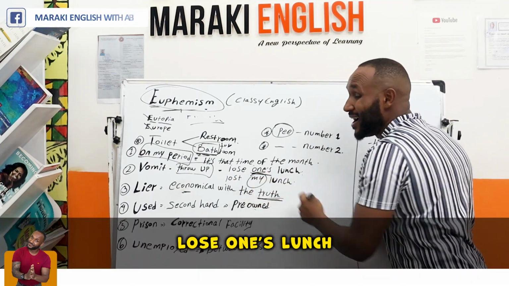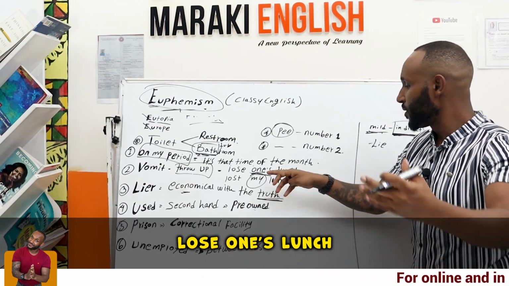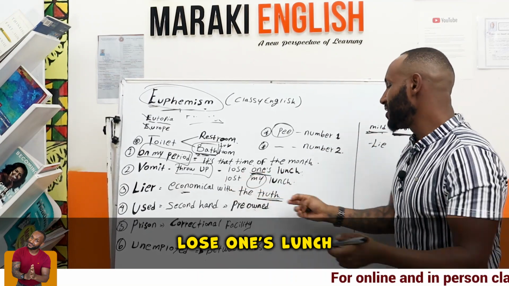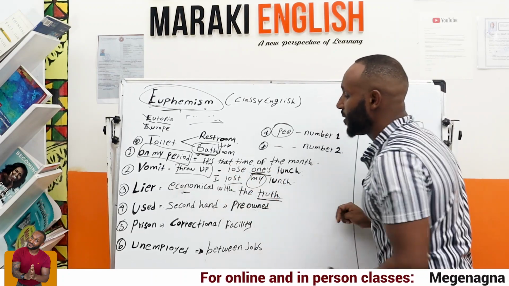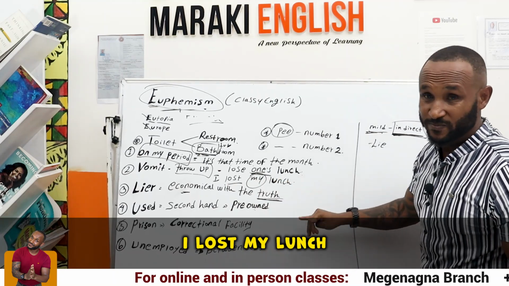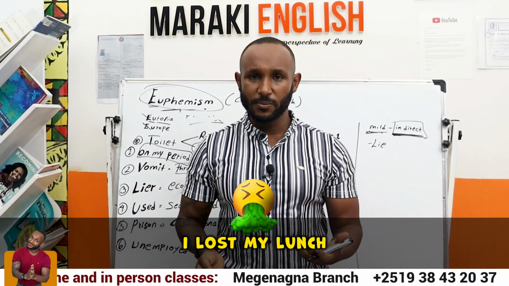Once means my, his, hers. It shows us possessive, okay? Who does it belong to? So you can say lose one's lunch. So the past tense of lose is lost. Oh man, I lost my lunch. If somebody says I lost my lunch, it means he threw up.